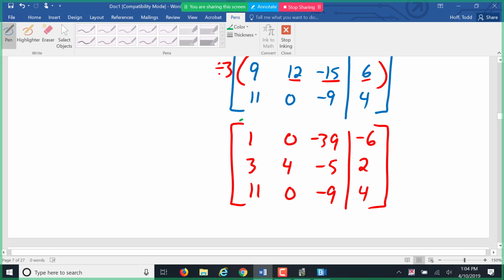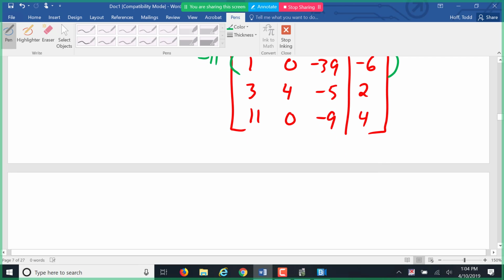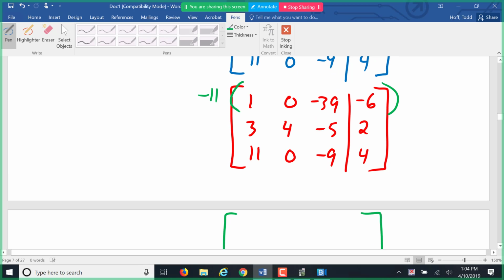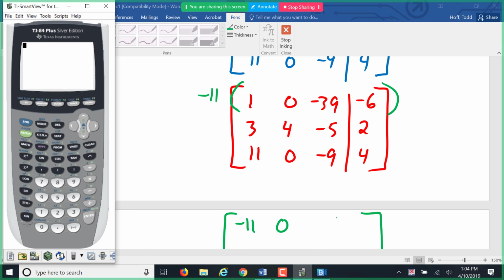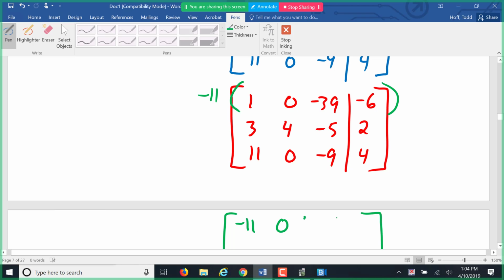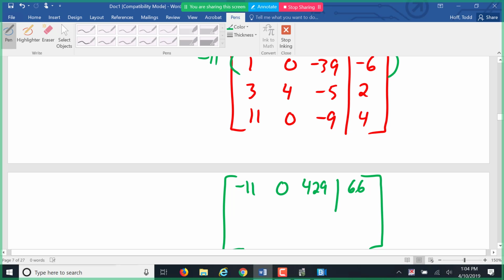To make the 11 go away, I'm going to take the top row and multiply it by negative 11. So it's going to cancel that 11. So that top row: negative 11 times 1 is negative 11. Negative 11 times 0 is 0. Negative 11 times negative 39 is 429, yes. And negative 11 times negative 6 is a positive 66. My other rows do not change.